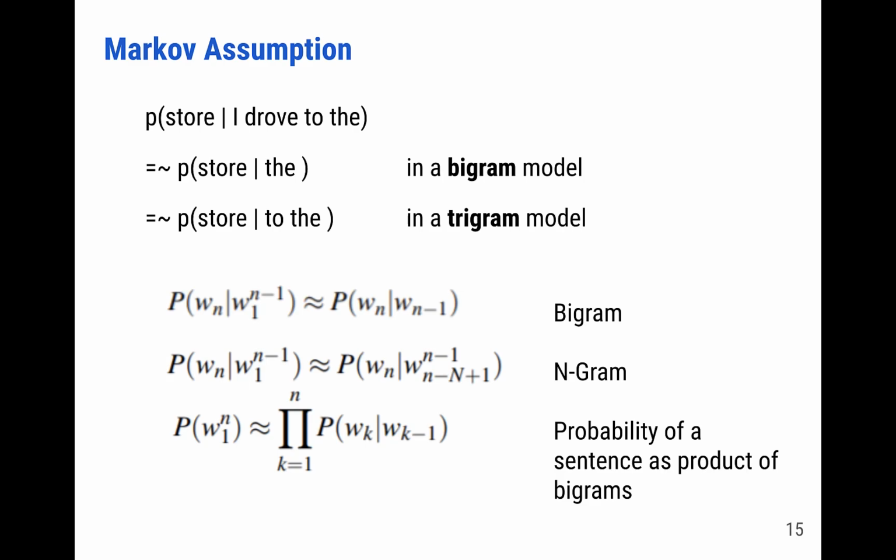Here's how it looks in practice. So instead of trying to predict store based on I drove to the, you predict store based on the. That's called a bigram model, because it's just looking at two words or 2 grams in its distribution. How many times is the word store preceded by the word the? A trigram model would say, how many times do you find the word store preceded by the 2 words to and the? And here they are expressed mathematically.